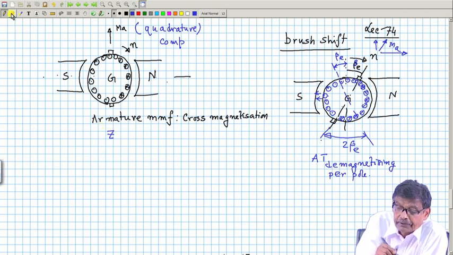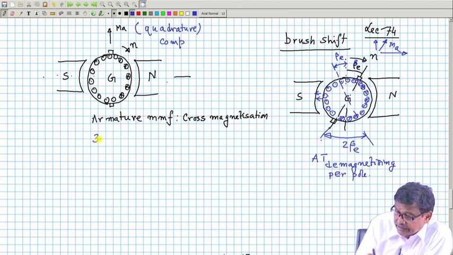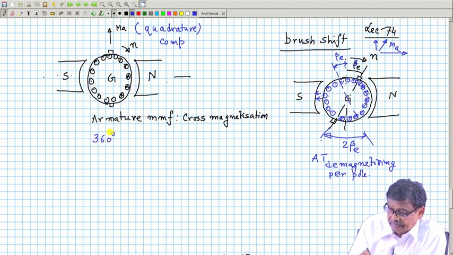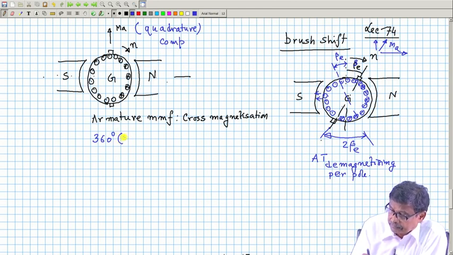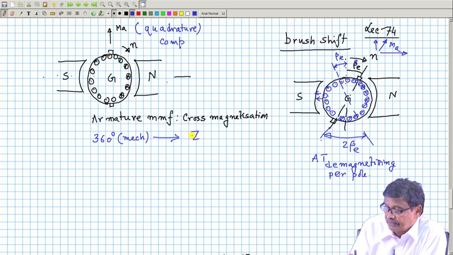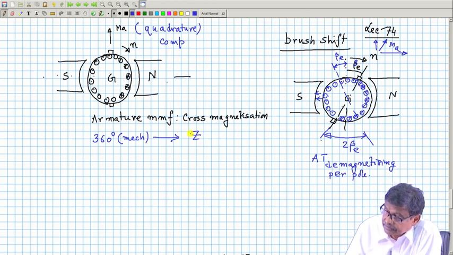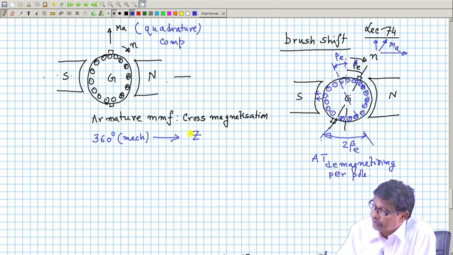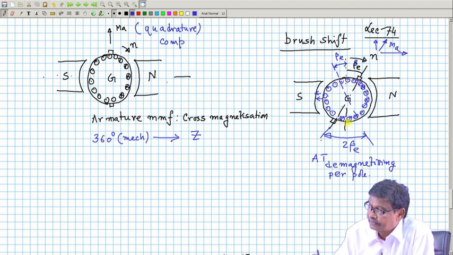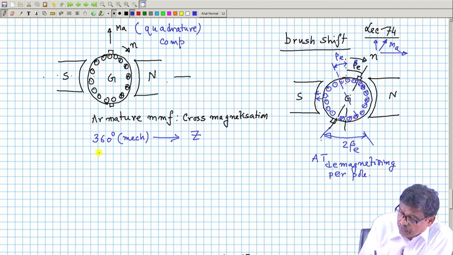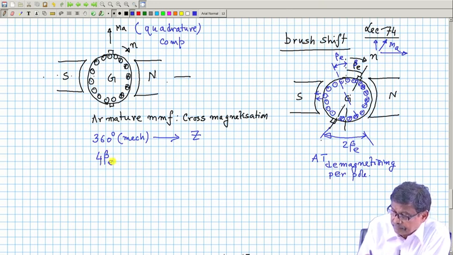So, I will write straight away because we have some idea how to write over 360 degree mechanical angle, this angle is mechanical. Number of conductors present is Z, no doubt about that, total number of armature conductors. Then I have to calculate how many conductors are present in these 4 beta E angles. So, 4 beta E converted to mechanical into 2 by P.